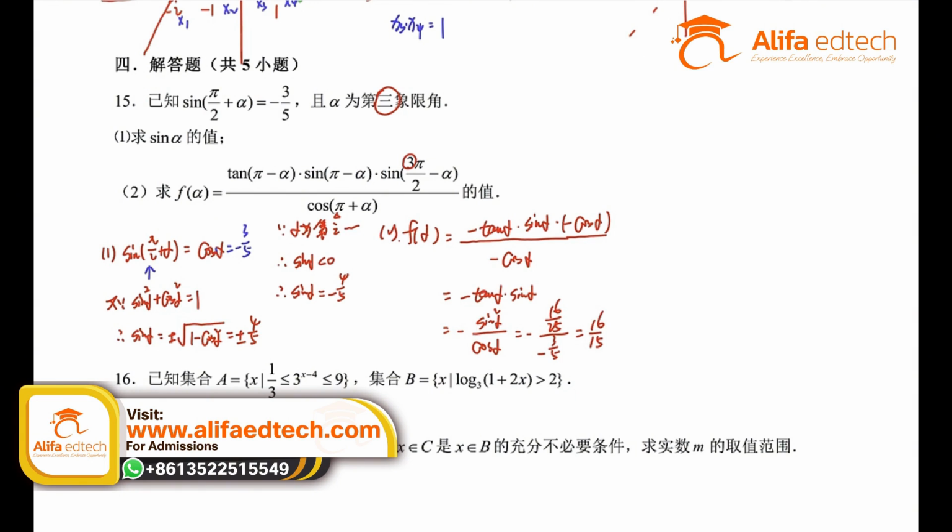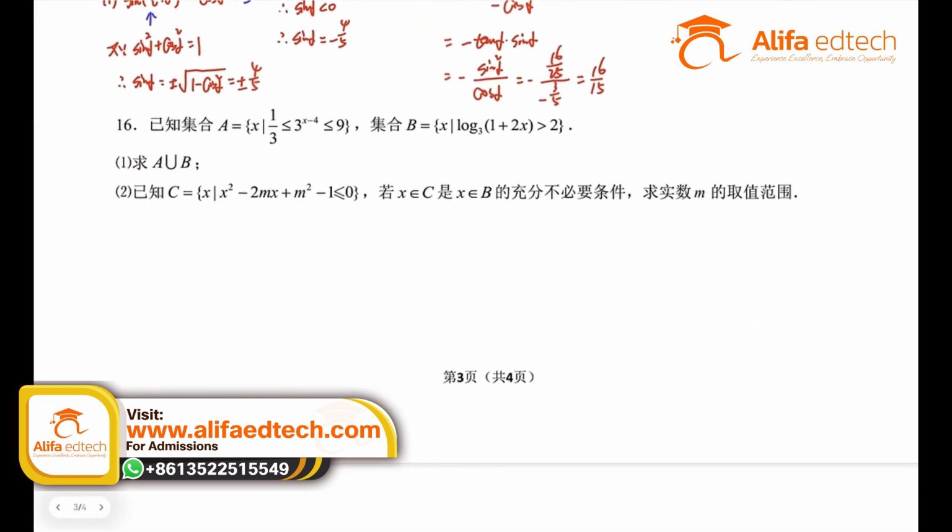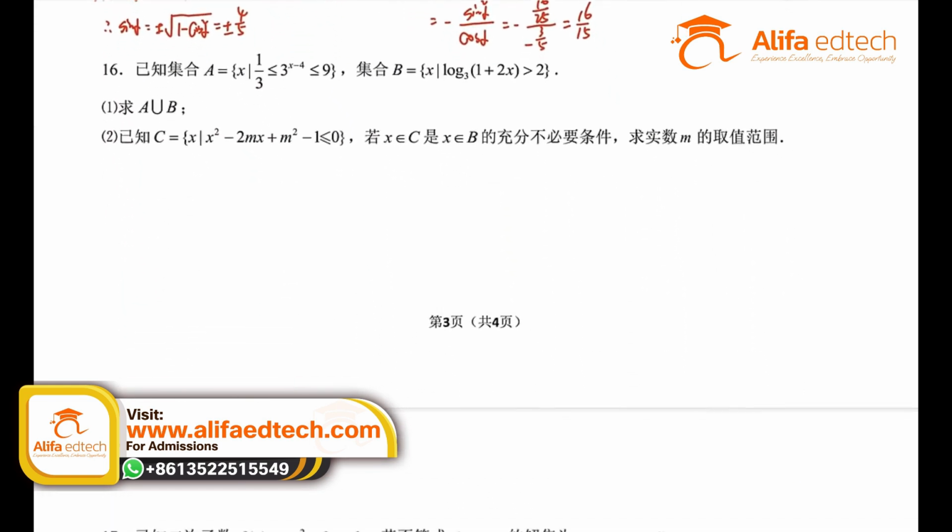So in the process, we used what we call the reduction formula. Remember the reduction formula clearly, and you can simplify the angle accordingly. Okay, next, let's look at the next one, which is a problem about the relationship between sets and sufficient and necessary conditions.